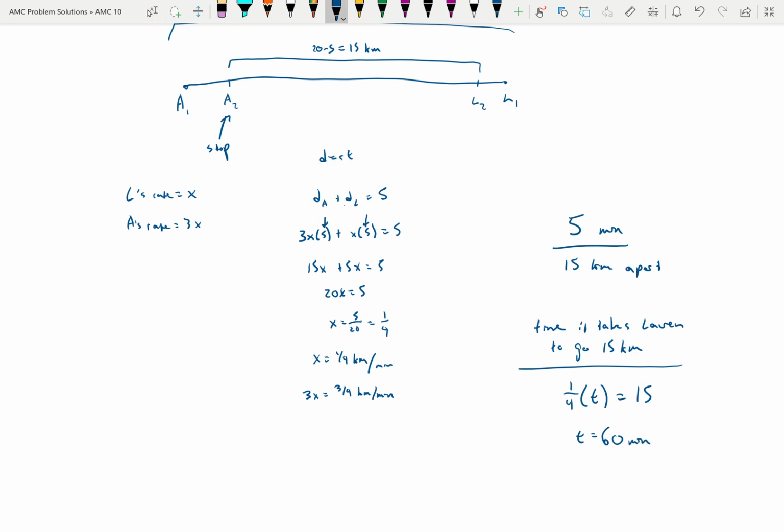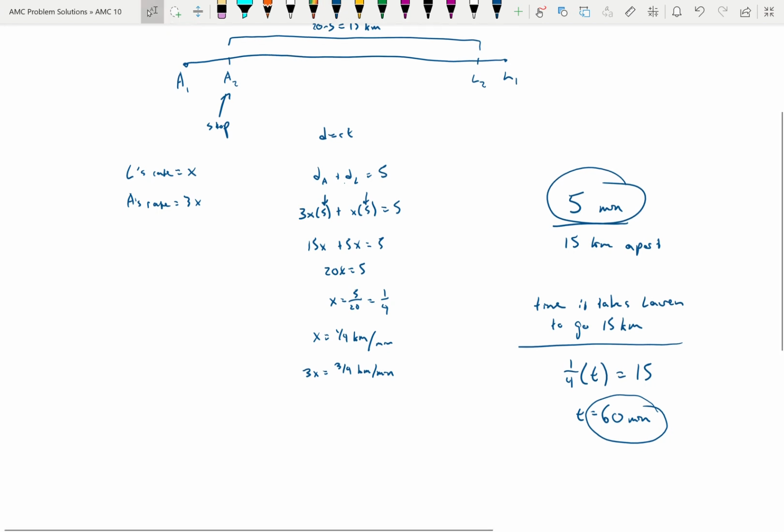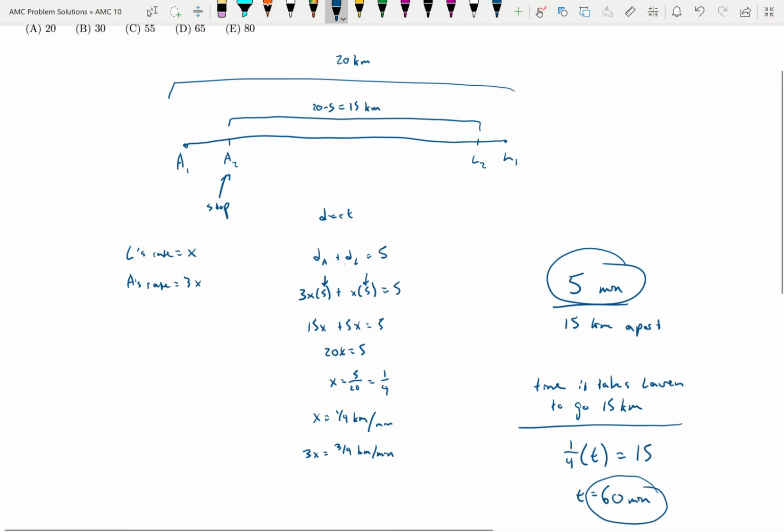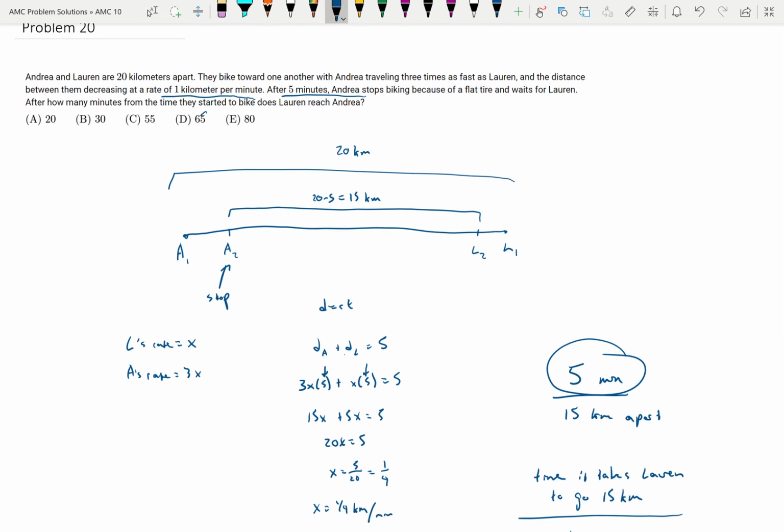So therefore, the time overall it's going to take her to reach Andrea is going to be this 5 minutes plus the 60 minutes. That's the time it's going to take Lauren to reach Andrea after Andrea has stopped. So 60 plus 5 is 65 minutes in total for Lauren. So the answer is choice D.